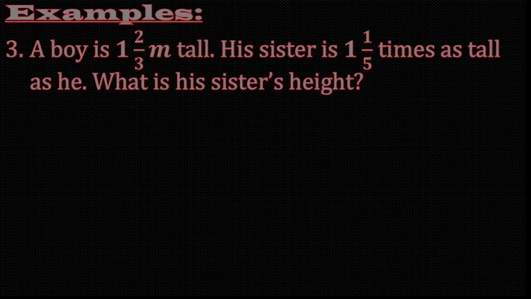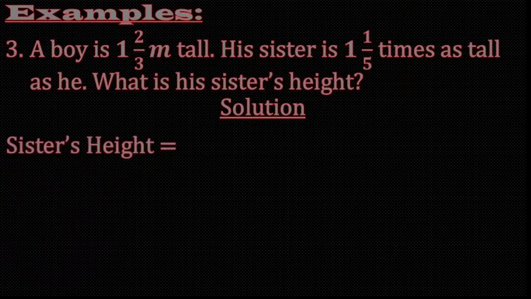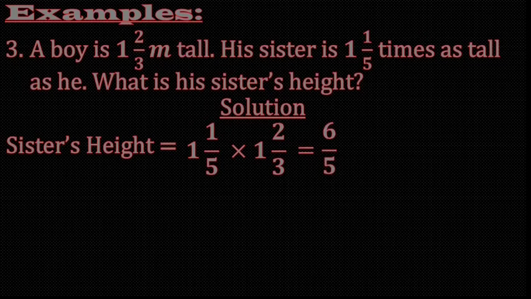Reading again. A boy is 1 2/3 meters tall. His sister is 1 1/5 times as tall as he. So what is his sister's height? How do I solve this one? I'll have that his sister's height is equal to 1 1/5 times the boy's height, which is 1 2/3. So I would have to change the mixed numbers to improper fractions. For my 1 1/5, we change it to what? 6/5. I got that by saying 5 times 1 plus 1 as my numerator over 5. Also, the other one will change to 5/3. That's saying 3 times 1 plus 2, and that's 5/3.